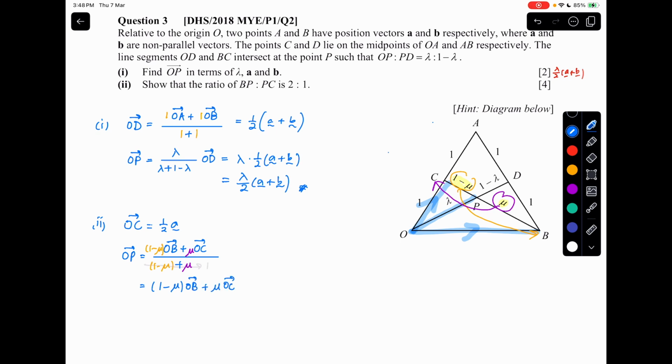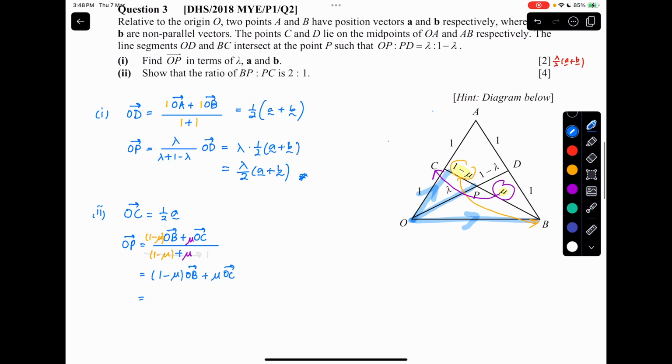Let's write out the expression in terms of A and B. I have 1 minus mu times OB, which is just vector B, plus mu times OC, which would be half, or mu over 2, of vector A. Now we have 2 expressions of OP already. We have one expression here, and one expression over here. So equation 1, expression number 2.